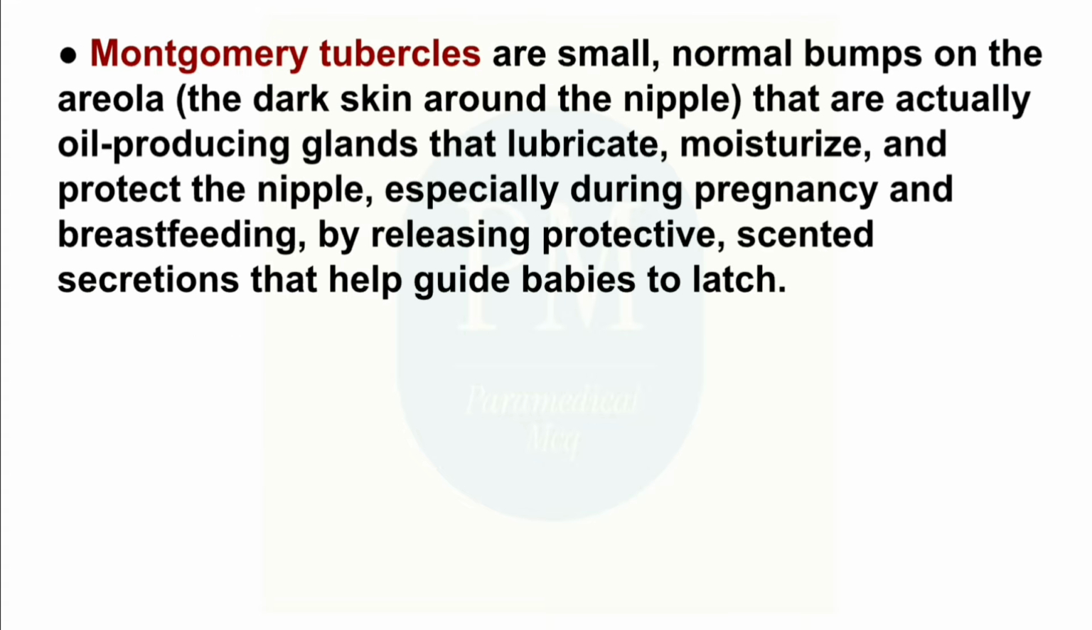Montgomery tubercles are small, normal bumps on the areola, the dark skin around the nipple, that are actually oil-producing glands that lubricate, moisturize, and protect the nipple, especially during pregnancy and breastfeeding, by releasing a protective, scented secretion that helps guide babies to latch.